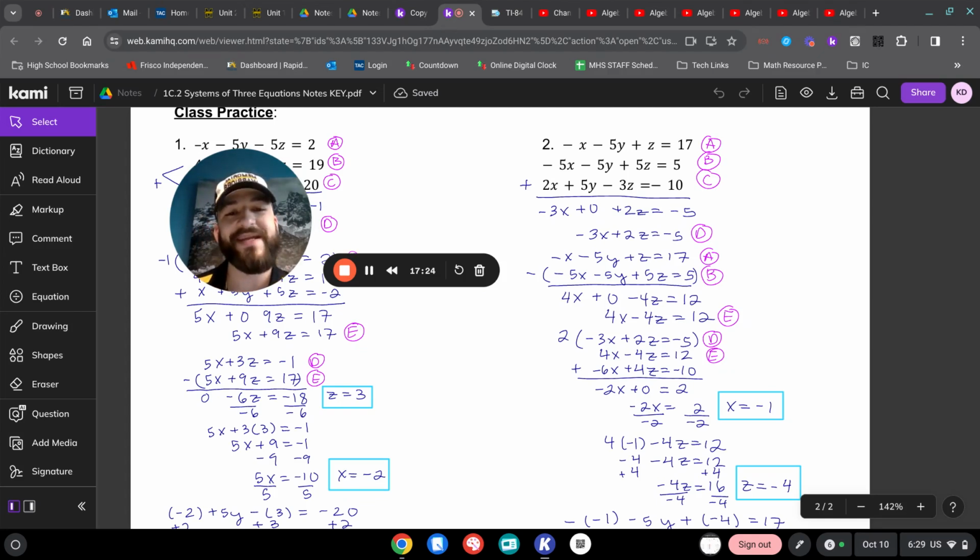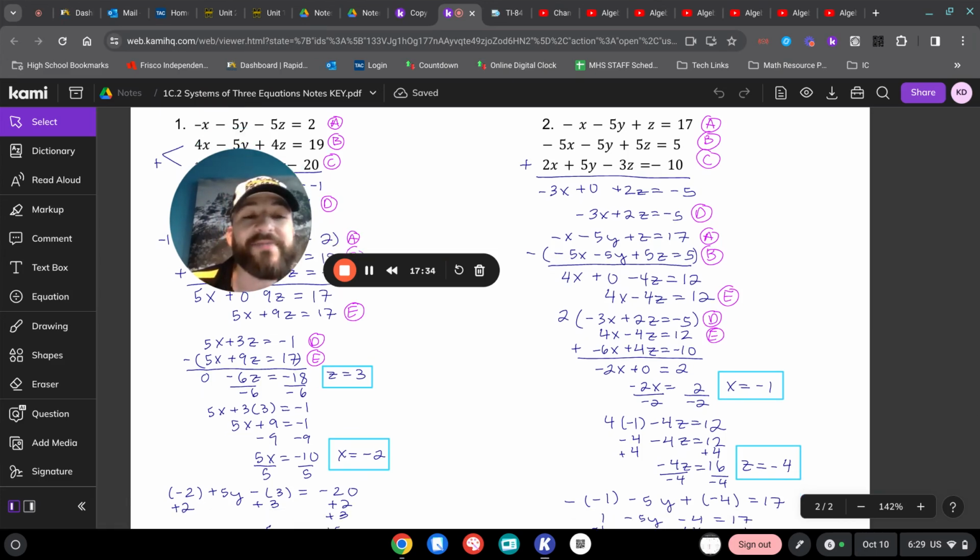Then adding A and B together, I can subtract B, which is going to get that negative 5 and positive 5y to cancel out. Once again, leaving me with 4x minus 4z equals 12. Okay, then adding D and E together, we don't have any matching x's and z's, but I can multiply that equation D by 2, which will give me positive 4z. So adding those two equations together will get z to cancel out and leave us with negative 2x is equal to 2. Dividing by negative 2 on both sides, we do get x is equal to negative 1.